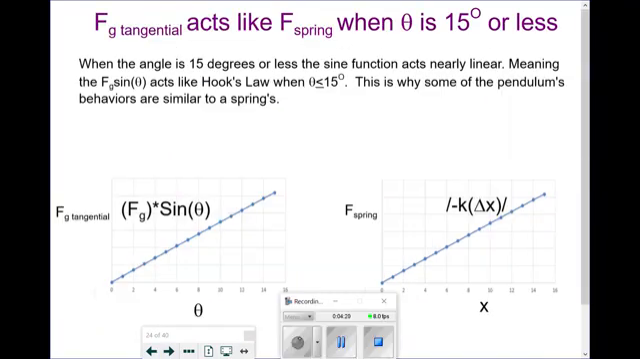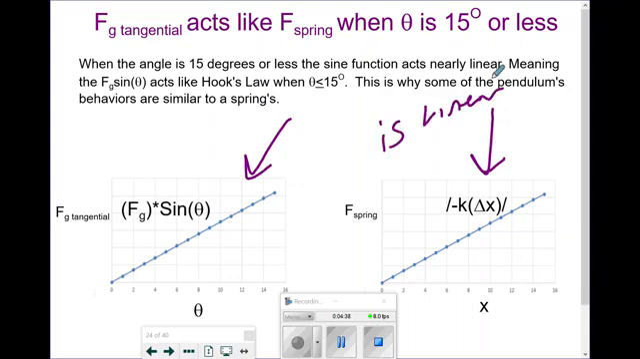The force tangent on the pendulum then acts very much like Hooke's law. Here we have Fg sine theta. Here we have the absolute value of negative k delta x, and they look very similar. This one is linear, and this one is almost linear. I need to stress that it's almost. It looks so linear that it's going to be considered to be so, but it's not.